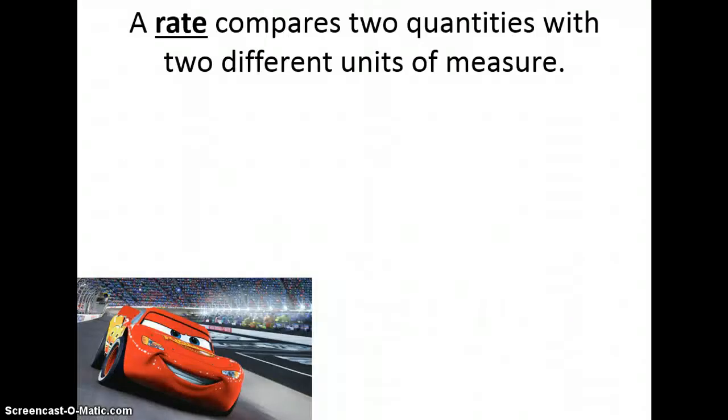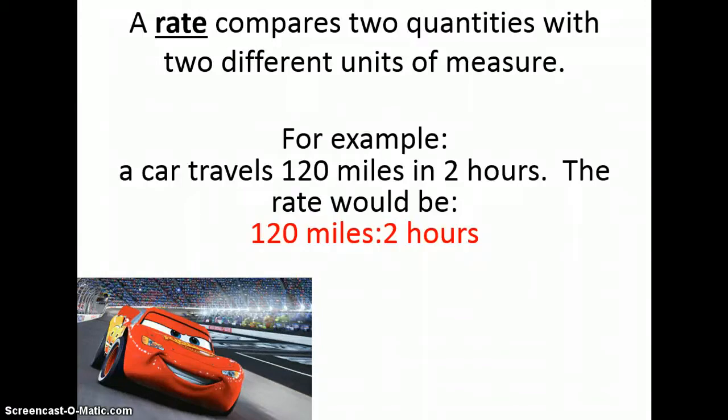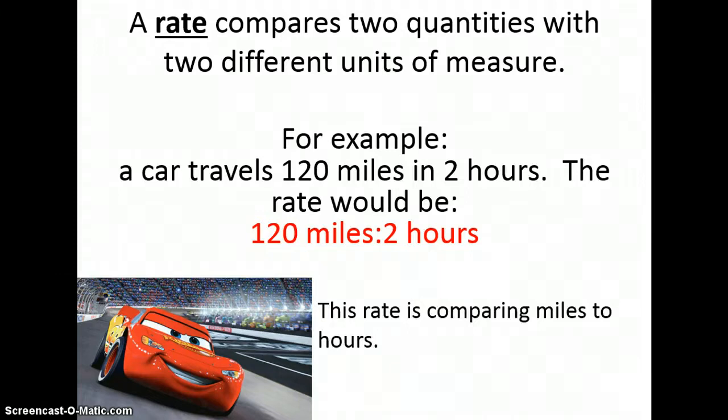So as we talked about in class, a rate compares two quantities with two different units of measure. For example, if a car travels 120 miles in 2 hours, the rate would be 120 miles per 2 hours. So for every 2 hours, the car goes 120 miles. This rate is comparing miles to hours. So we have two different units of measure, miles and hours, that we're comparing.